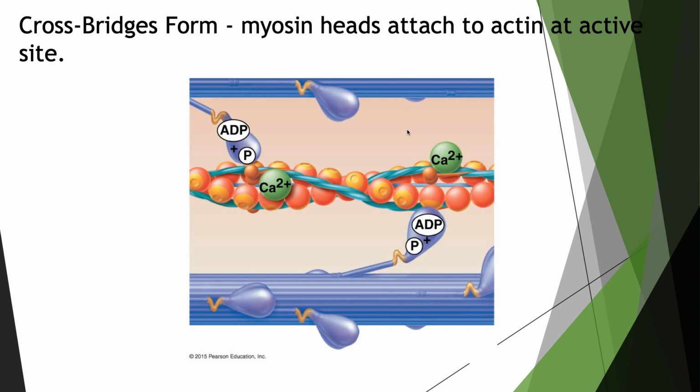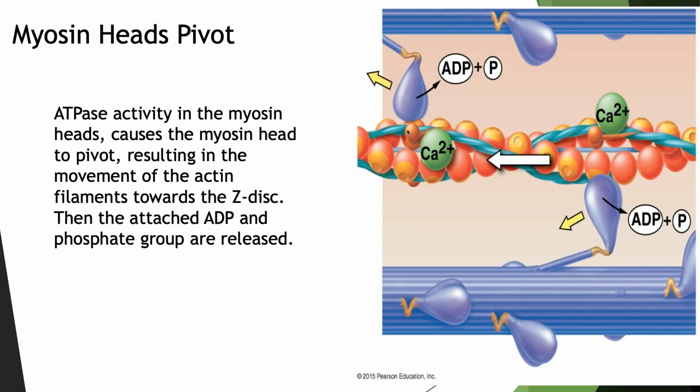Again, once the actin site is exposed, the high energy myosin heads attach to the actin. That's going to cause the release of the ADP from the high energy myosin head and causes the head again to pivot and bend as it pulls on the actin filament and slides it towards the midline. That also is known as a power stroke.